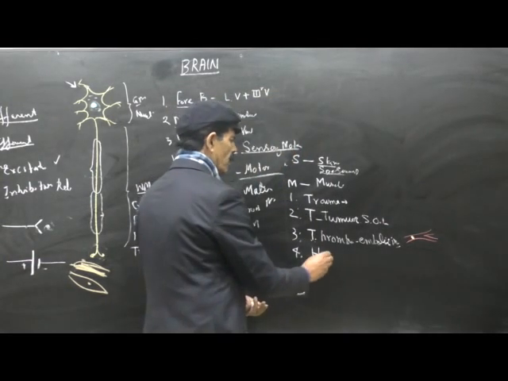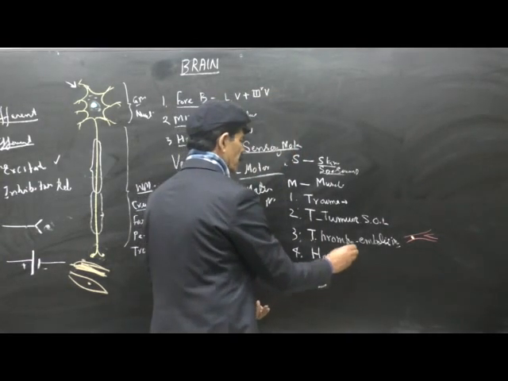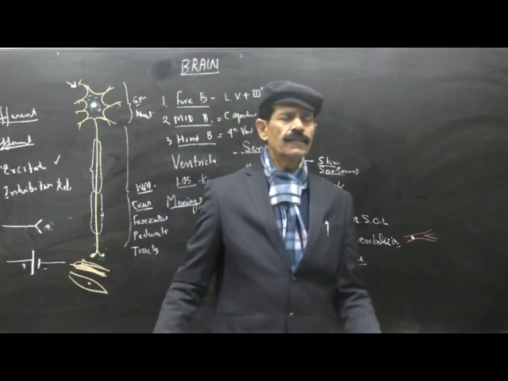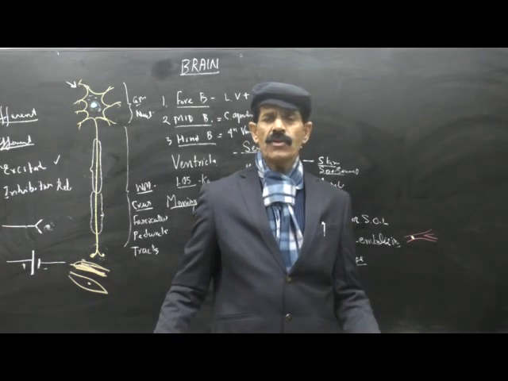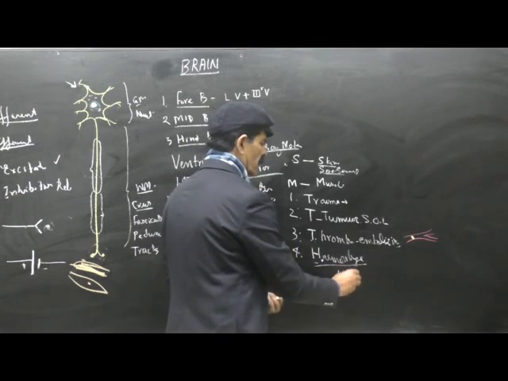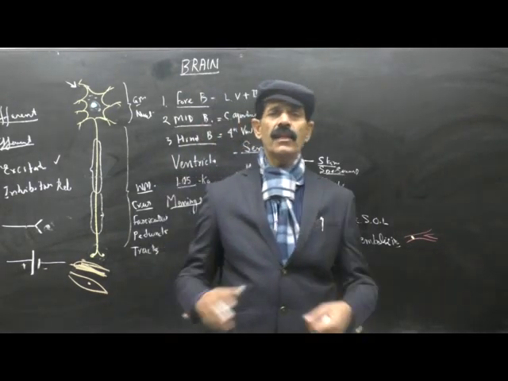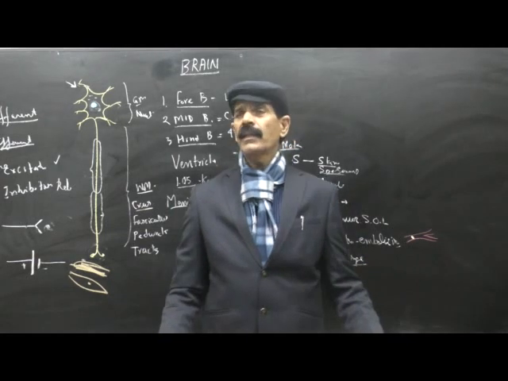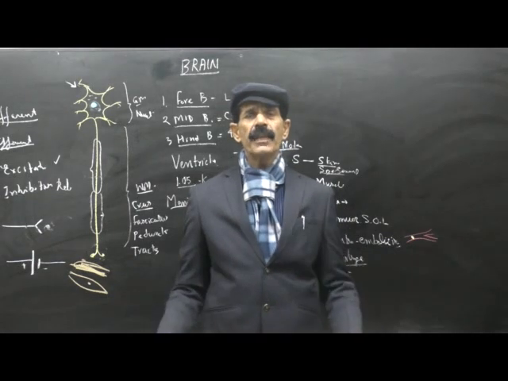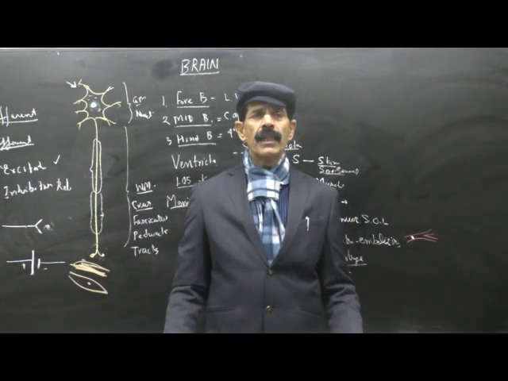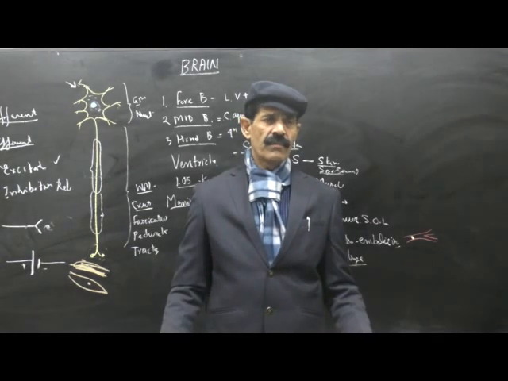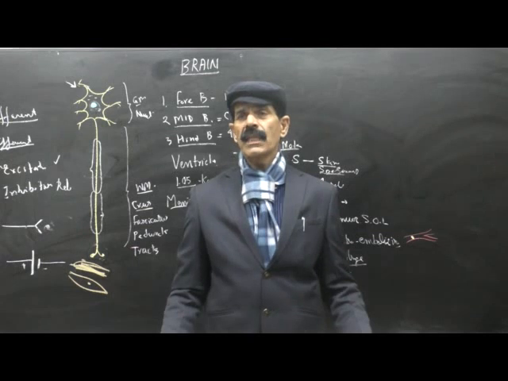Then H stands for hemorrhage. So bleeding or hemorrhage is another most common cause of affection of the brain, and it is very common in patients of hypertension. So high blood pressure may lead to the rupture of any artery supplying any part of the brain, and rupture of the artery leads to bleeding inside the brain, and that blood is dissolved in the CSF. As we know, the blood vessels are bathing in the CSF.